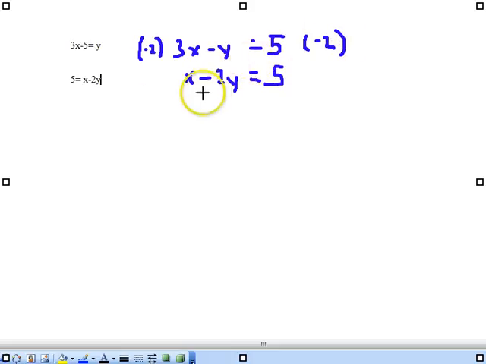So when you multiply each side by -2, I'll bring this down here, you get -6x, because -2 times 3 gives you the -6, and then the x, and then -2 times -y equals positive 2y, because a -2 times -1 is a positive 2. So you get 2y, and then that's equal to -10. And then of course you just bring down that other equation. It stays the same. You don't have to do anything to it.